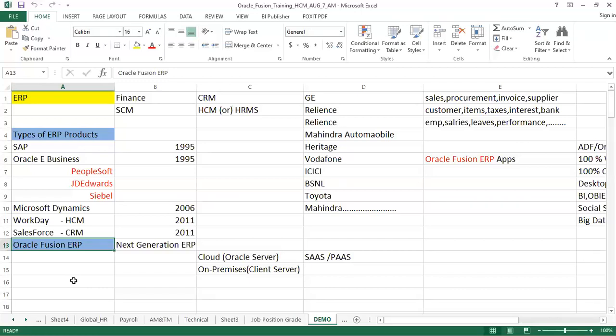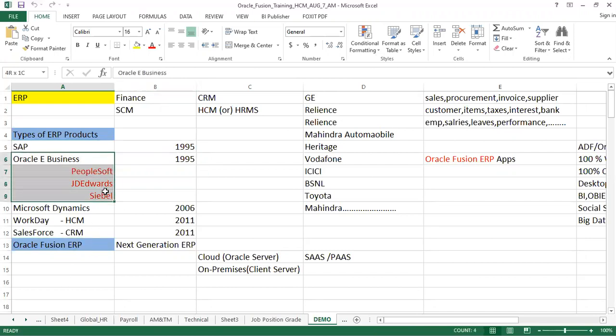So you may get doubt, when Oracle already has 4 ERP softwares in hand, especially Oracle e-business suite, which is one of the successful ERP products and a very good competitor for SAP in the market. Both are number one leaders in the market. Maybe first place SAP is there, second place Oracle e-business suite is there since 1995. It's almost 25 years.